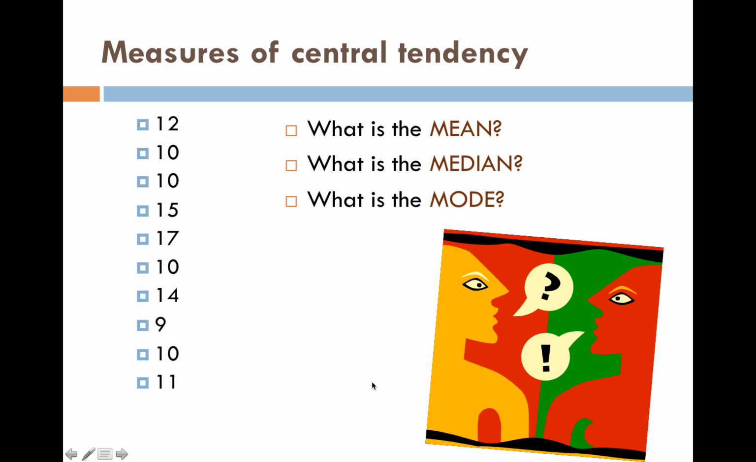So hopefully that makes sense. Calculating the mean, the median, and the mode. And these are the most common measures of central tendency, along with frequency distributions and the range.